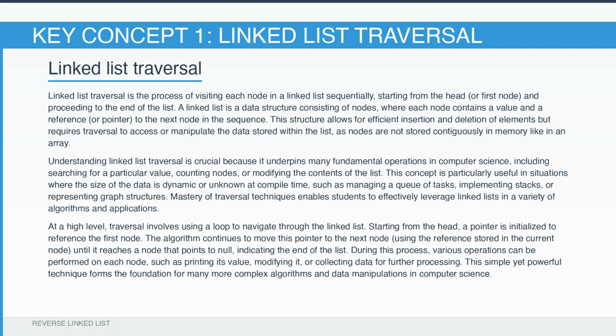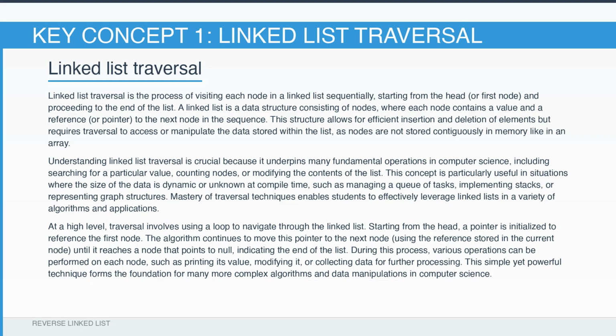Linked list traversal is the process of visiting each node in a linked list, starting from the head, or the first node, and moving through to the end of the list. A linked list is made up of nodes, where each node contains a value and a reference, or pointer, to the next node. This structure is particularly useful because it allows for efficient insertion and deletion of elements. To access or manipulate data in a linked list, you need to traverse it, since the nodes are not stored contiguously in memory like they are in an array.